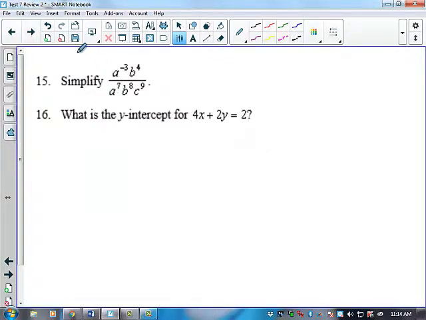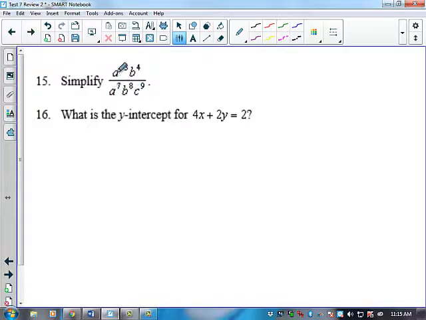Number 15, simplify. We've been working on these a lot in class, okay? I want to have only one base or one variable represented in this term. So what I want to do is combine my A's and combine my B's. Remember, I also don't want any negatives, okay? So whenever I simplify, if I end up with a negative, I need to make it positive.